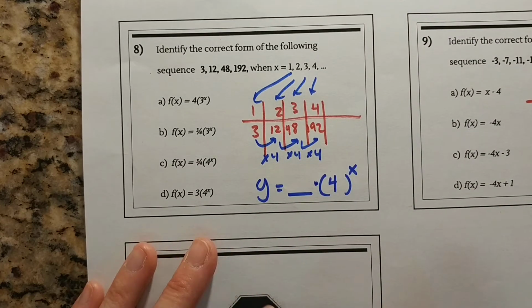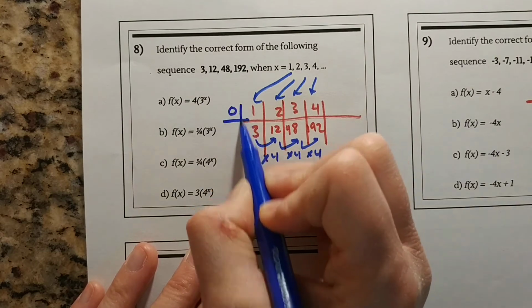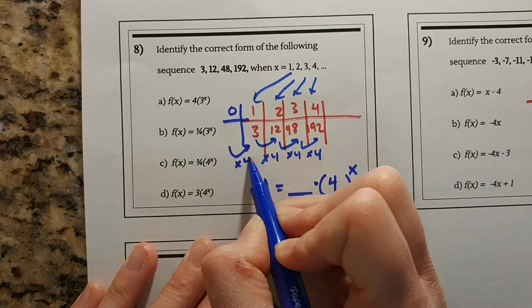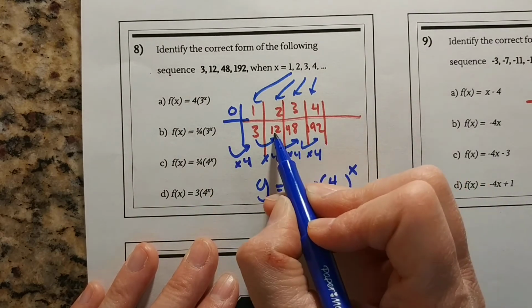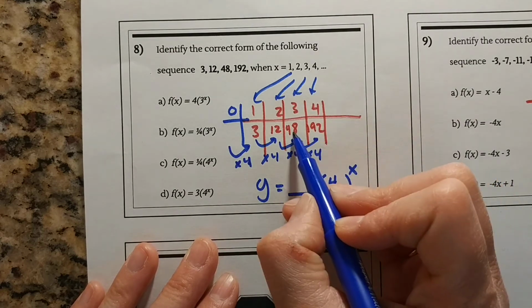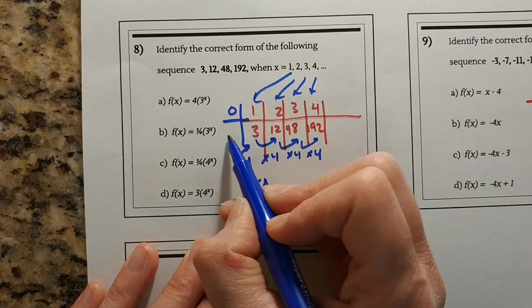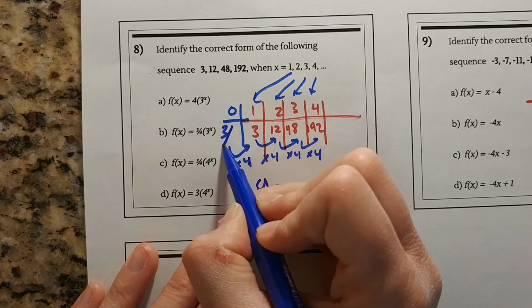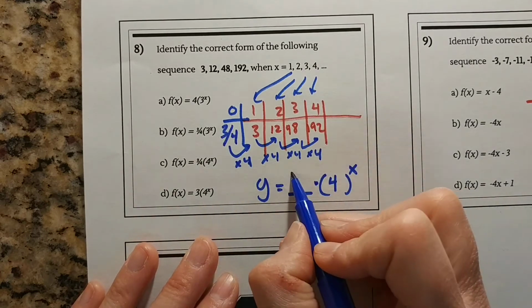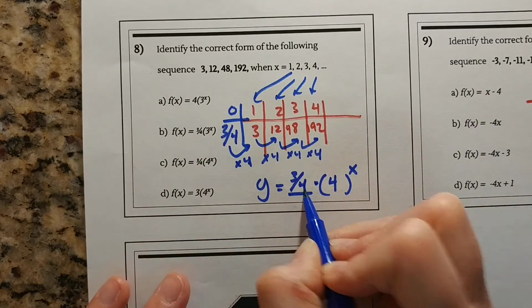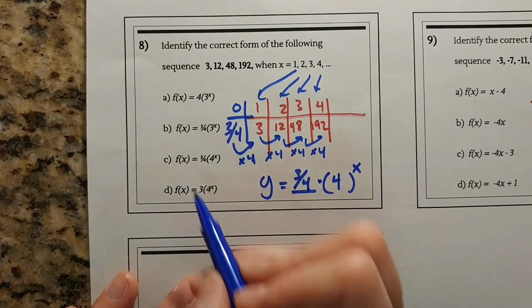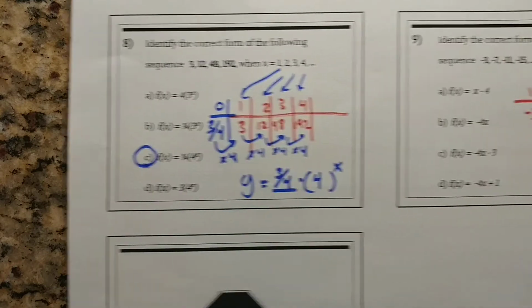Multiply by 4. Where does the function start? Go back to the 0. If this is multiply by 4, to go backward in this sequence, I divide by 4. Divide by 4, divide by 4, divide by 4. Now what's 3 divided by 4? Well, 3 divided by 4 is 3/4. So it looks like that answer would be C.